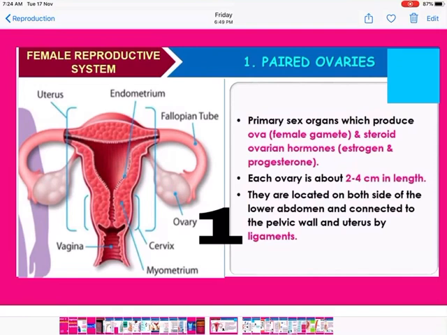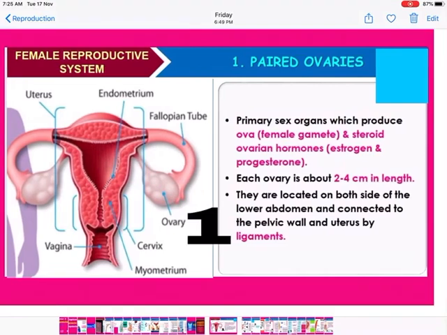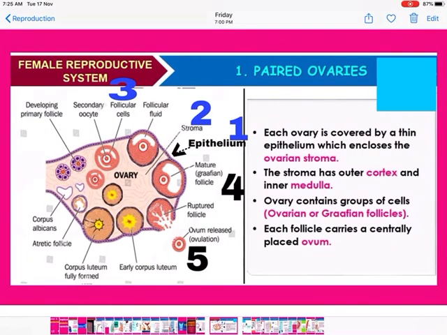They are located on both sides of lower abdomen and connected to the pelvic wall and uterus by ligament. You can see it is attached with the ligament with the uterus. Each ovary is covered by thin epithelium. See the diagram, labeling number 1. Ovary is covered by a thin epithelium which encloses ovarian stroma, labeling number 2. And the stroma is outer cortex and inner medulla.